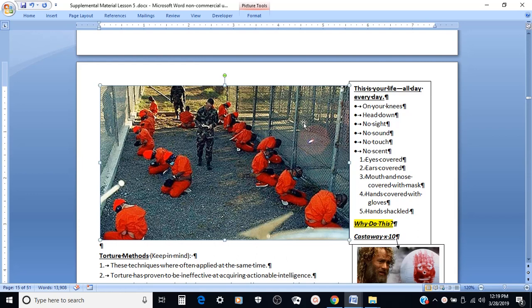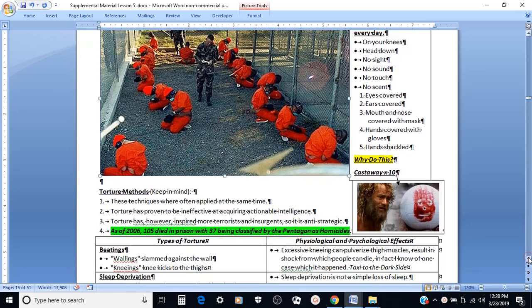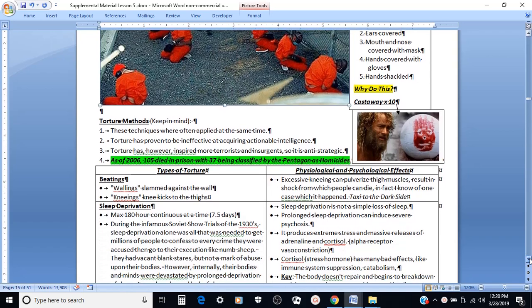You need to have sensory input. So this is called, I'll get to it in a second here. Man, my brain is not working. So this is your life, all day, every day, on your knees, head down, no sight, no sound, no touch, no taste, right? No scent. Eyes covered, ears covered, mouth and nose covered with a mask, hands covered with gloves, right? You're shackled. All right, I show, just being stranded on an island without social input, you go crazy. Now this is total sensory deprivation. All right, so let's go through some torture methods here.